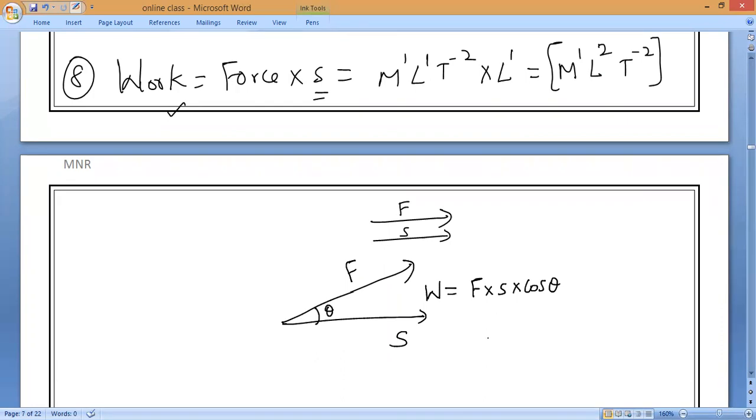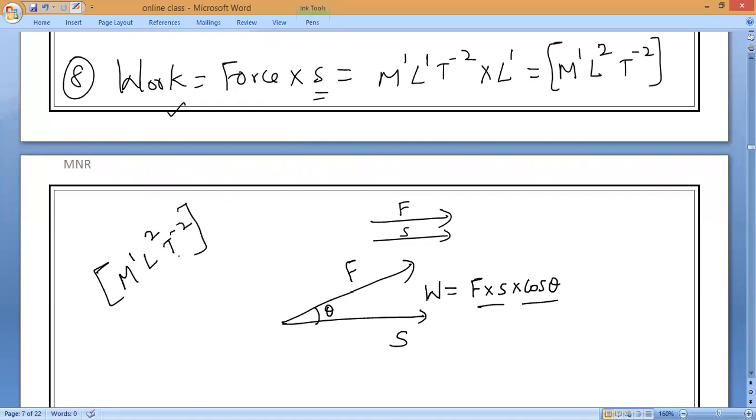Can you tell me now what is the dimensions of work? Sudeshwar, be smart and tell me. Guess what? Now also the dimensions are what? If work is equal to force into displacement, or work done is equal to force into displacement into cos theta, then also the dimensions are the same. M^1 L^2 T^-2.